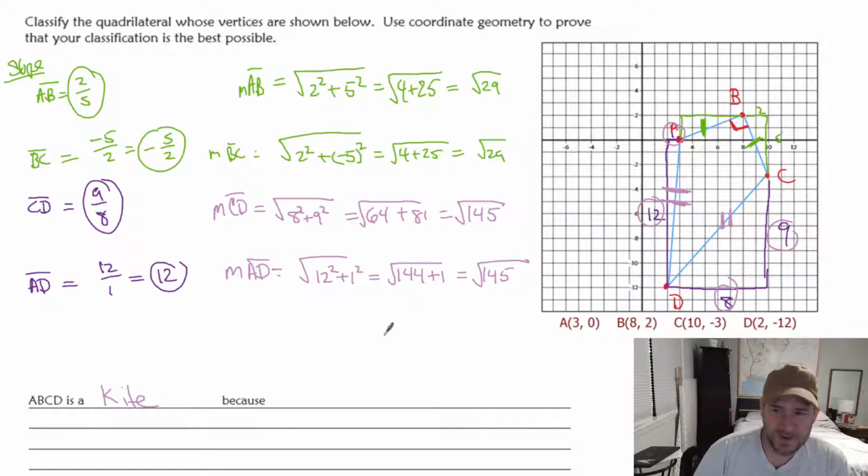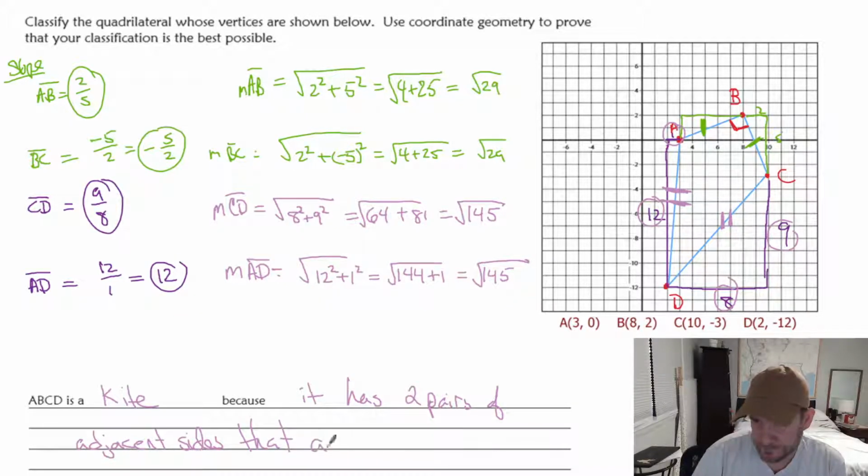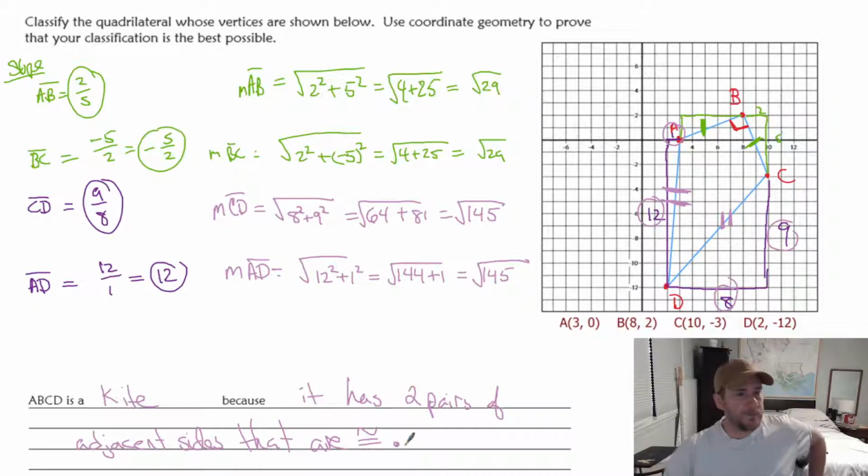And you don't have to mention the slopes at all. You don't have to mention that the sides aren't parallel. You can say it if you want to. But all you have to say to be a kite is, it's a kite because it has two pairs of adjacent sides that are congruent. And that's it. All right, I hope that helps.